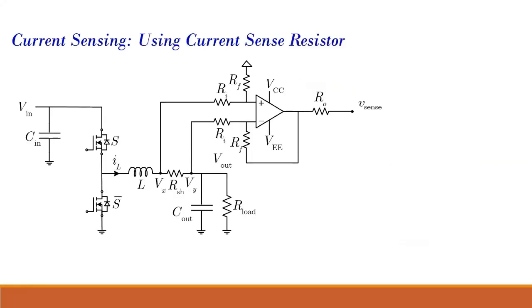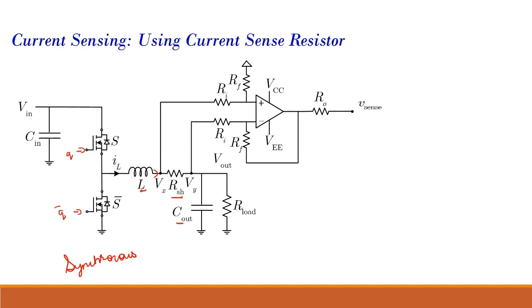So first of all, here is my buck converter. I have an input capacitor. This is my half bridge. This is my main switch Q, and this is my complementary switch Q bar. So this is a synchronous buck converter. This is my inductor, this is my capacitor, and I connect a shunt resistor R_SH in series with my inductor. So the inductor current is flowing through this.